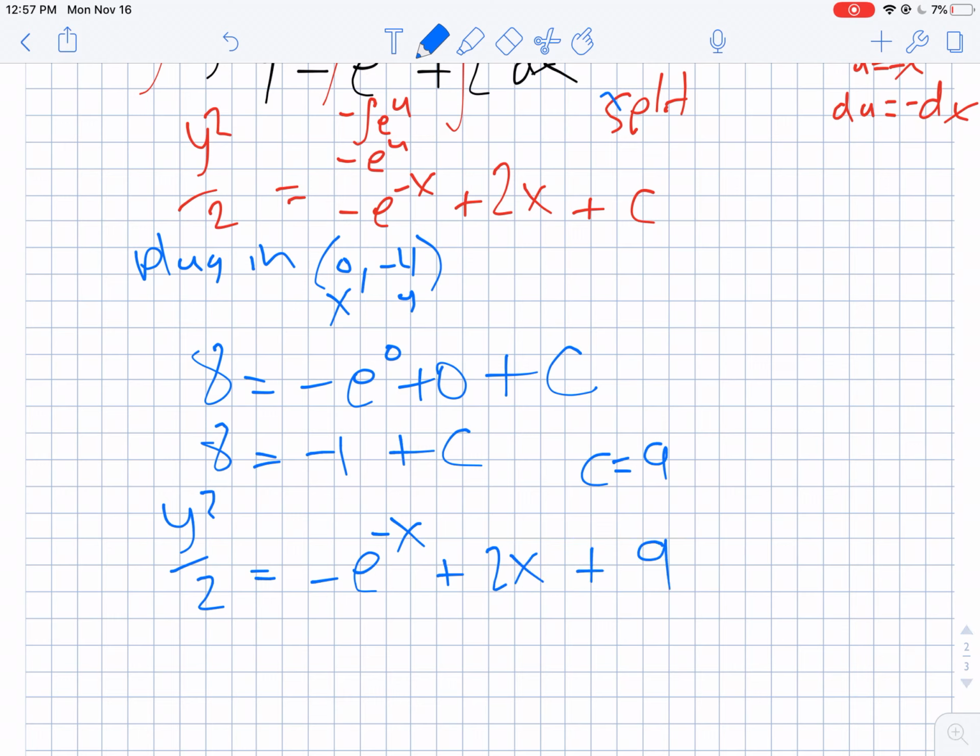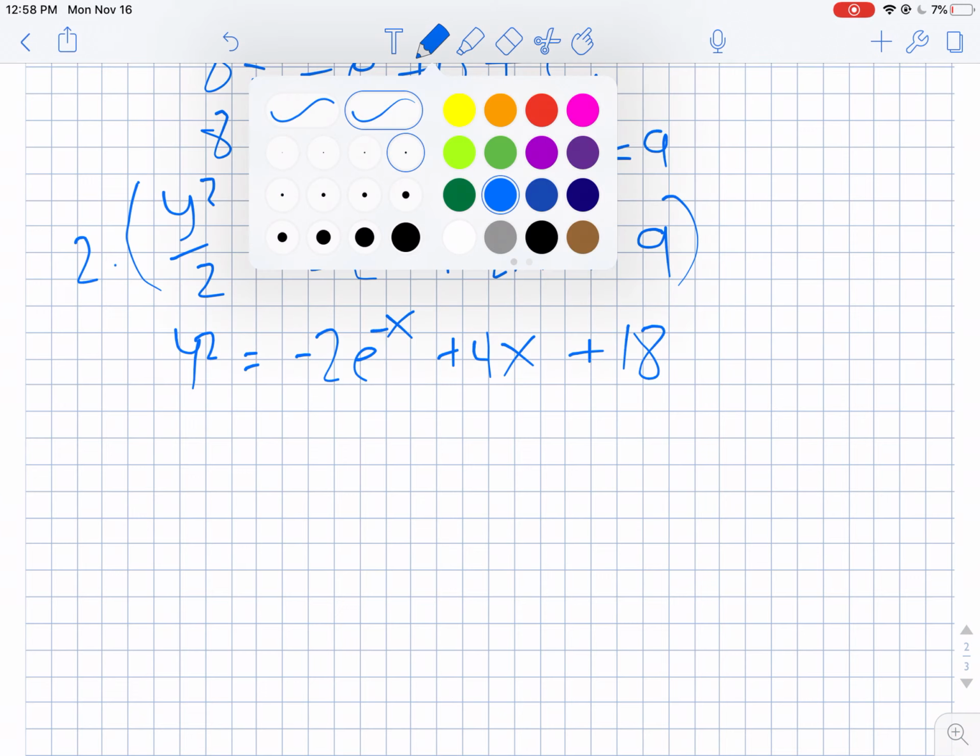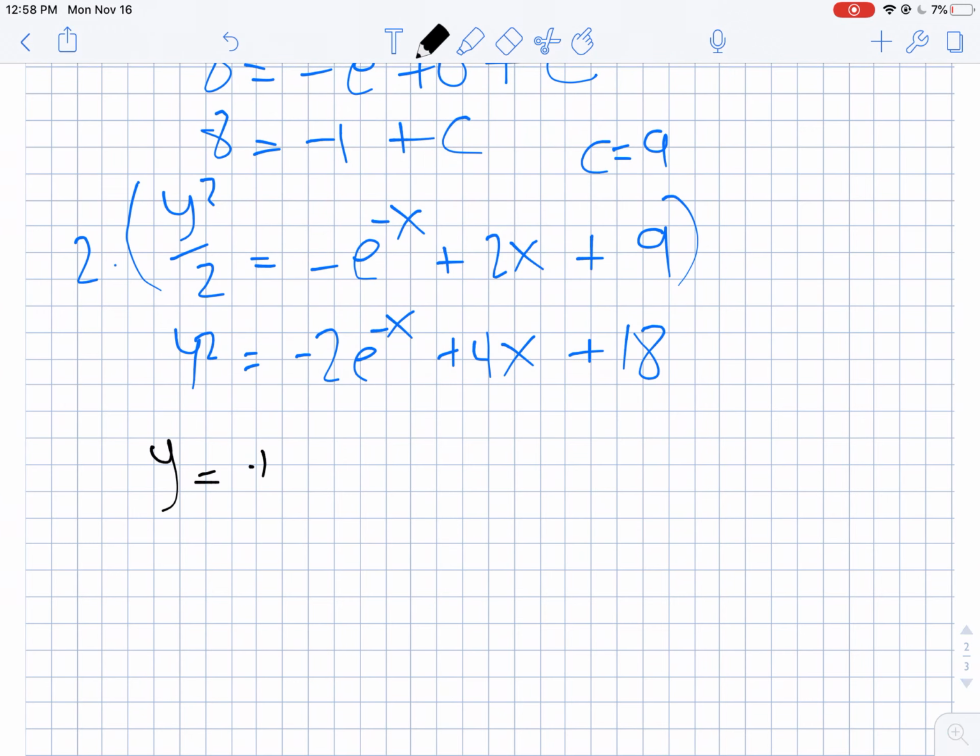All right, let's do some math here. Let's multiply the 2 to everything. So we'll get y squared equals negative 2e to the negative x plus 4x plus 18. Now at this point, I need to solve for y. How do I get rid of the squared? I take a square root. So now y is plus or minus the square root of negative 2e to the negative x plus 4x plus 18.